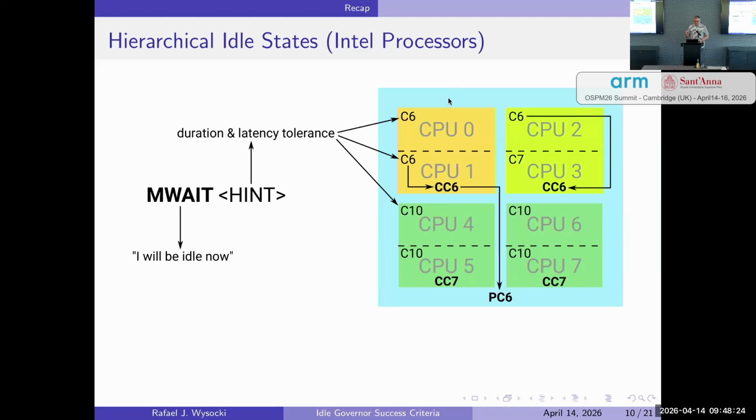And the important part is that when you pass the C6 hint to the MWAIT instruction, it actually means the license to first enter core C6 at the core level and package C6 at the package level at the same time, conditional on various other things, right? So if all of the other cores in the package are also in C6 or deeper, then you can go into PC6. But if those cores are not in C6 or deeper, then you can only enter C6 at the core level.